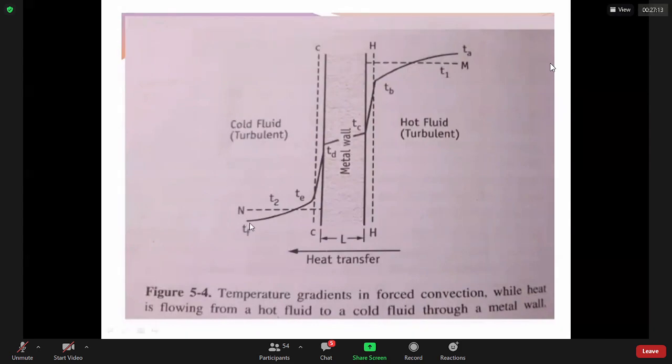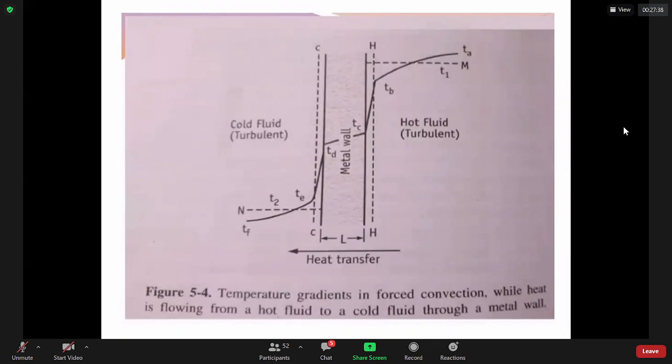while TE is the temperature at the boundary on the cold surface, while TD is the temperature of the actual interface between the fluid and the solid. So those ones are really very well explained. Now, curves TD, TE, TF represent the temperature gradient from the metal wall to the bulk of the cold fluid.